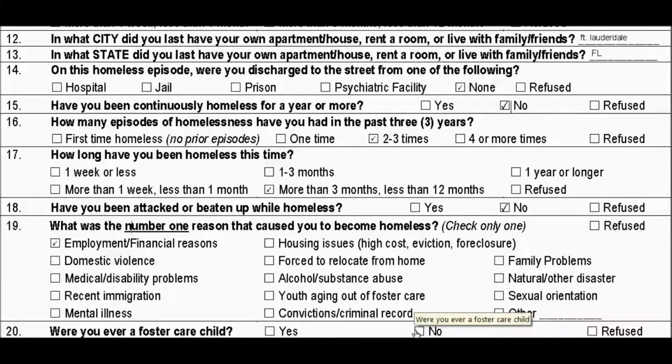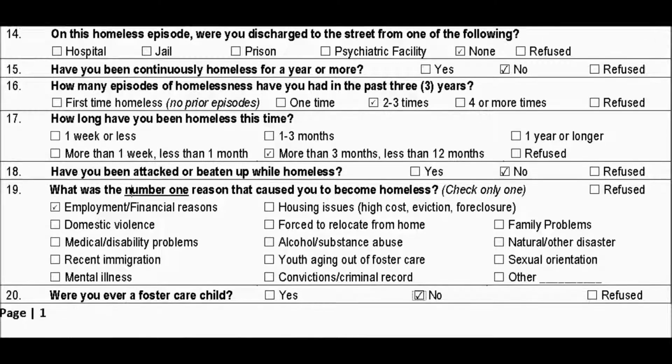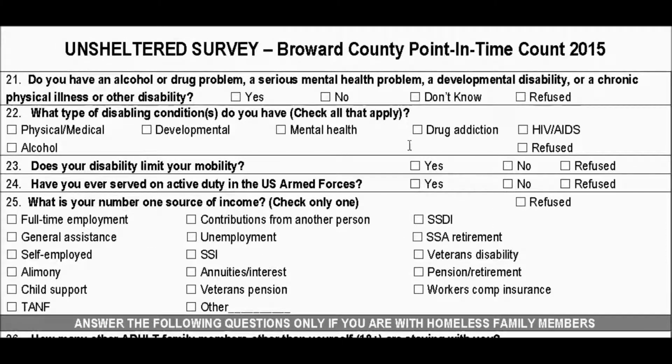Questions number 21 through 23 examine the participant's health status. Please check the boxes according to their responses. Also note that question 22 gives you the opportunity to select more than one option. When asking the participant if they have any disabling conditions, check all options that apply. For question number 24, check whether the participant has ever been in the U.S. Armed Forces.